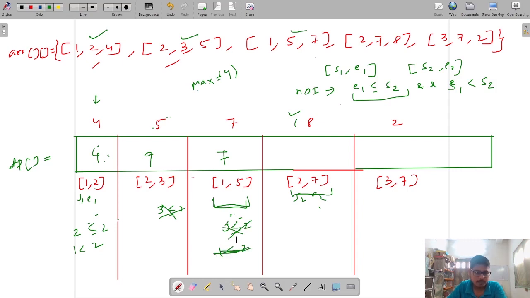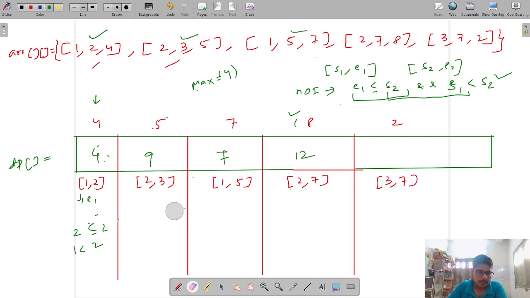Okay, so this is S1 E1, this is S2 E2, right? So 5 is not less than or equal to 2, but 1 is less than 2. So I have to satisfy both conditions. Here only one condition is satisfied, this one. This one is not satisfied. So these are not non-overlapping, they are overlapping, right? So the answer here will be the maximum plus this one, which is 12. Okay, I am going to do all this array element filling once again, don't worry.